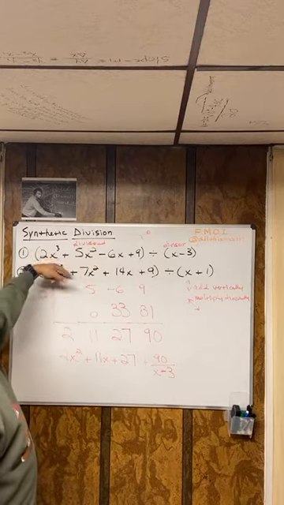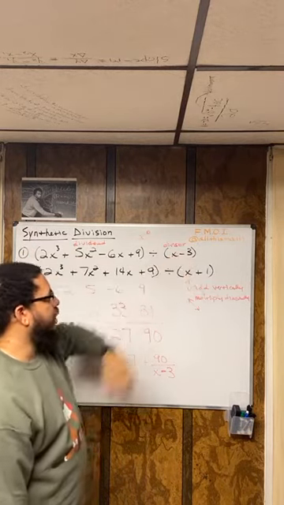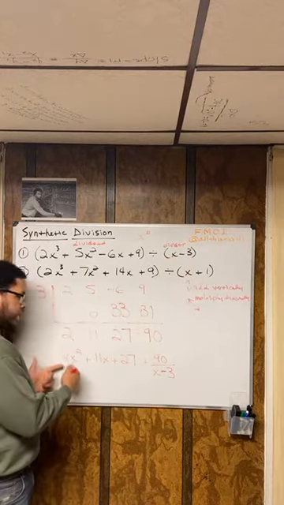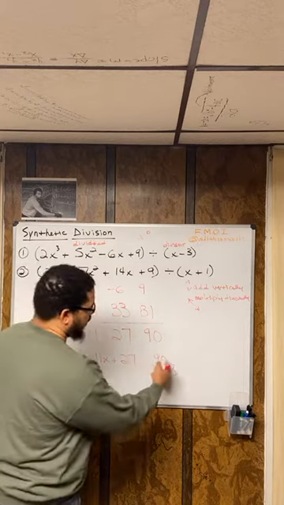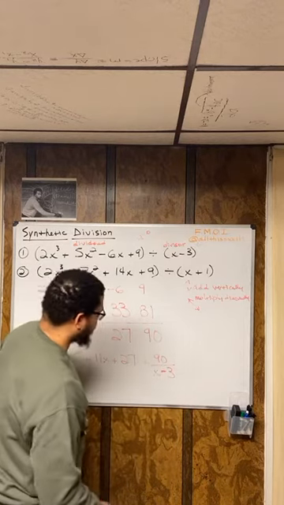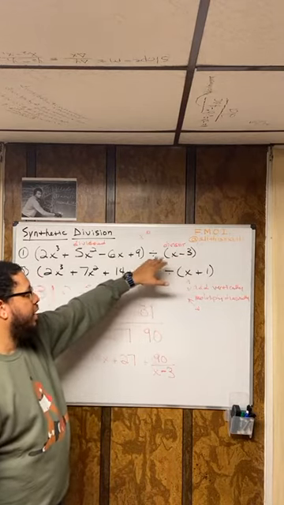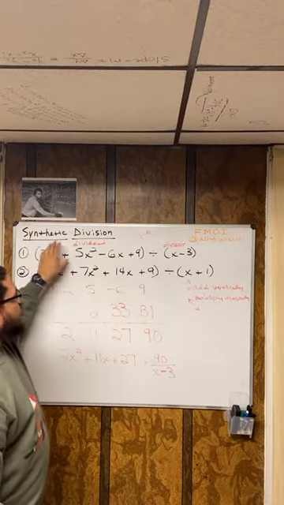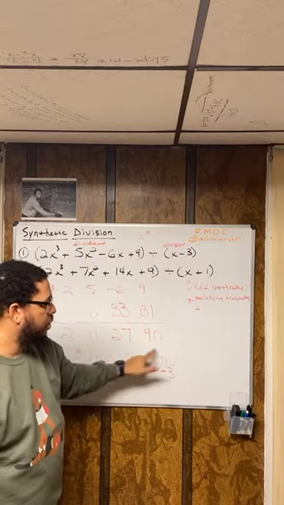So 2x to the third plus 5x squared minus 6x plus 9 divided by x minus 3 is equal to 2x squared plus 11x plus 27 plus 90 divided by x minus 3. All right, so that tells us that x minus 3 does not divide evenly into 2x cubed plus 5x squared minus 6x plus 9 because it has a remainder.